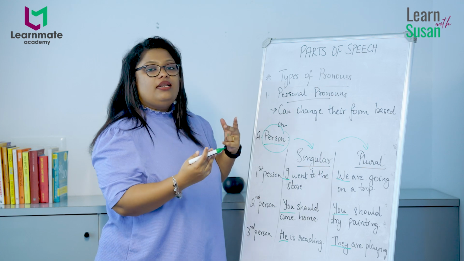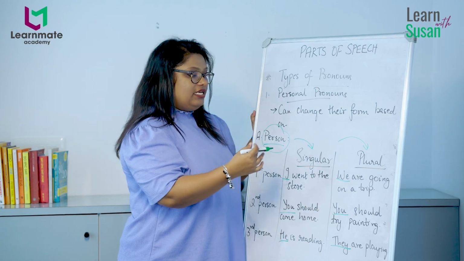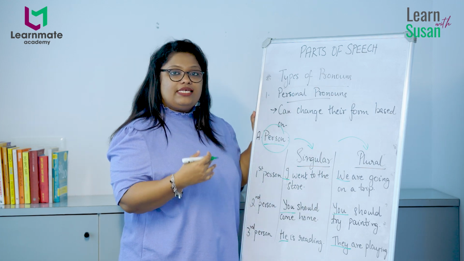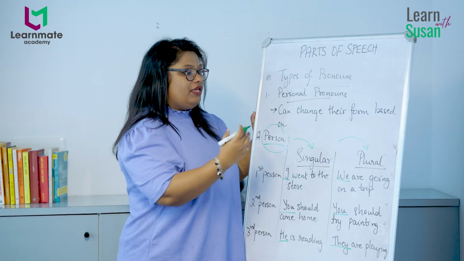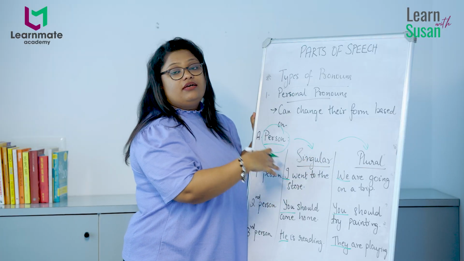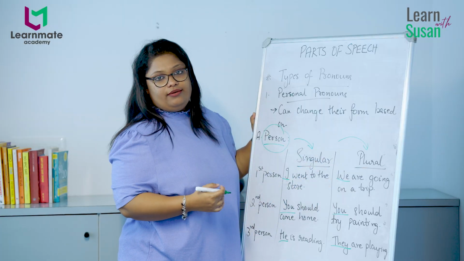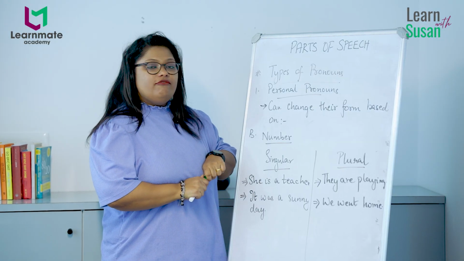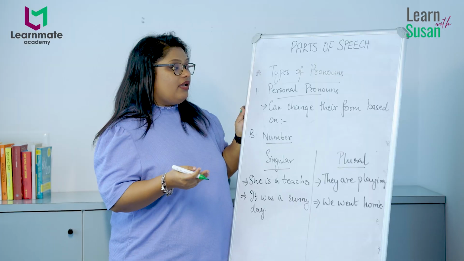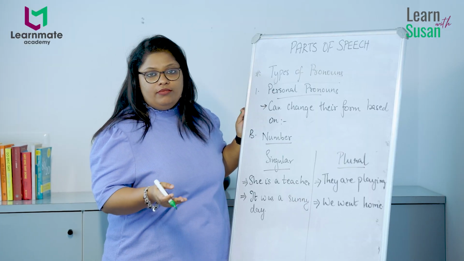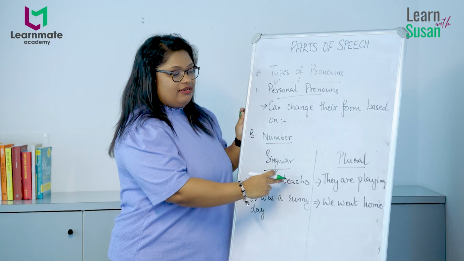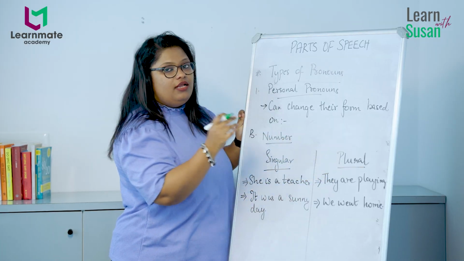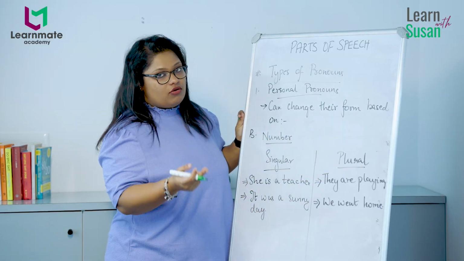So there is a huge list of these first person, second person, third person examples of pronouns that can be used according to whether they are singular or plural. Now, the second factor that determines a change of form in pronouns is number. So whether the sentence is singular or plural, the pronouns change accordingly.